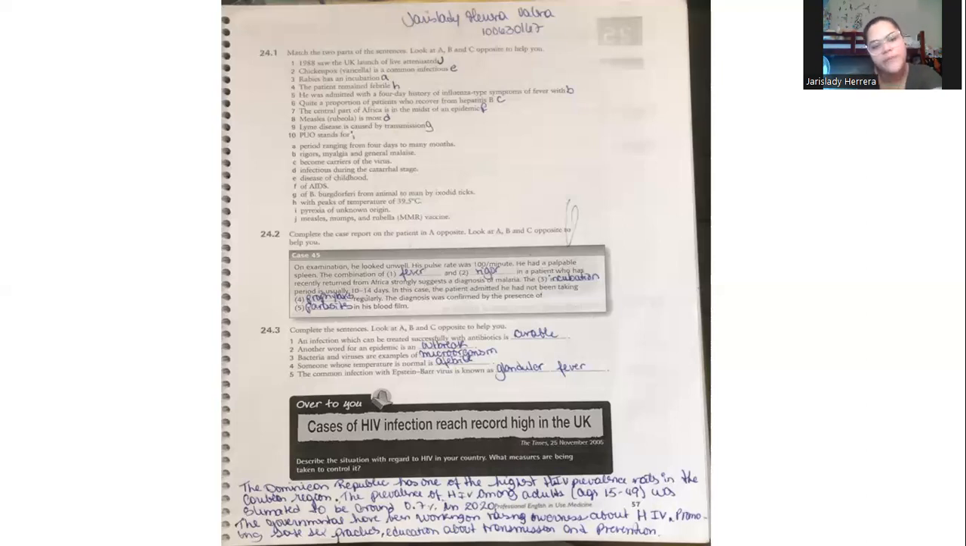Point 3. Complete the sentence. Look at B, A, B, and C opposite to help you. 1. An infection which can be treated successfully with antibiotics is curable. 2. Another word for an epidemic is outbreak. 3. Bacteria and viruses are examples of microorganisms. 4. Someone whose temperature is normal is afebrile. 5. The common infection with Epstein-Barr virus is known as glandular fever.